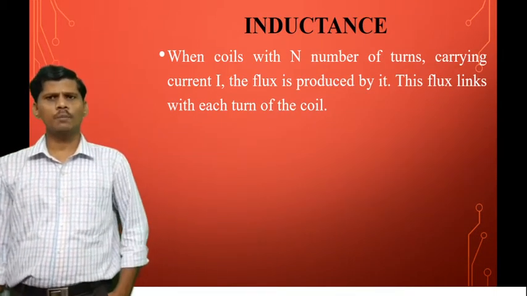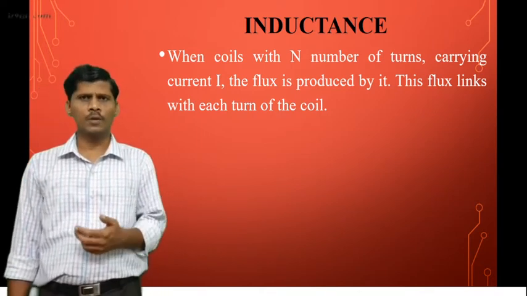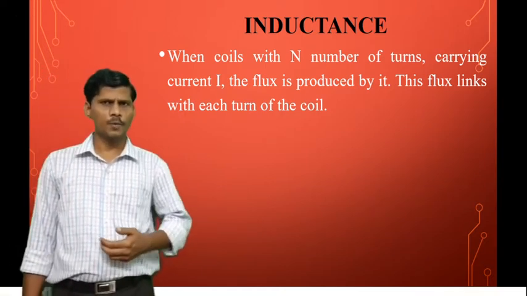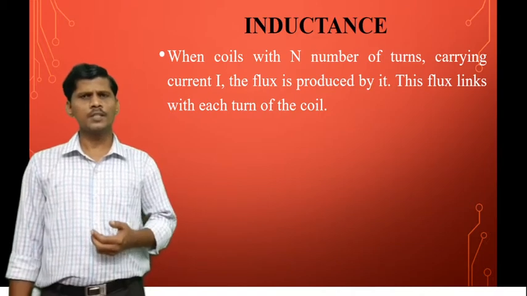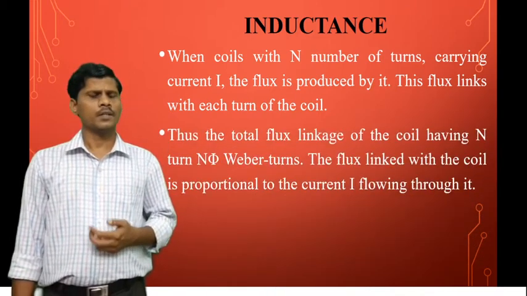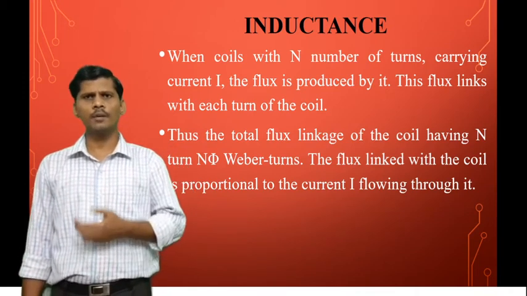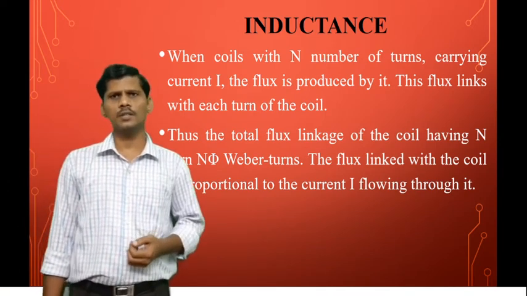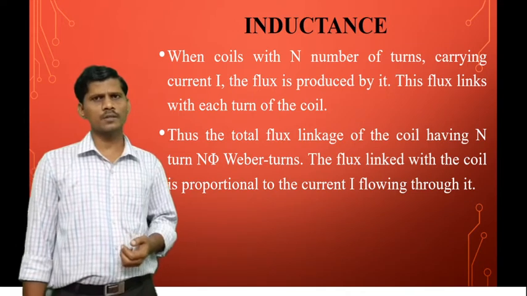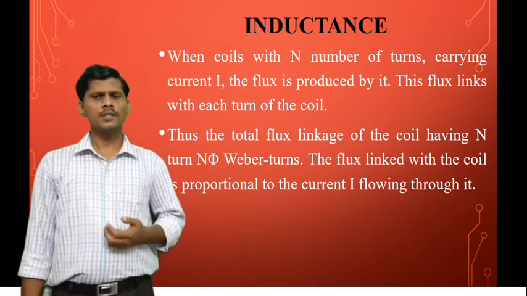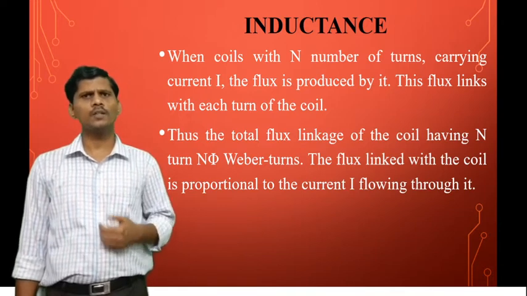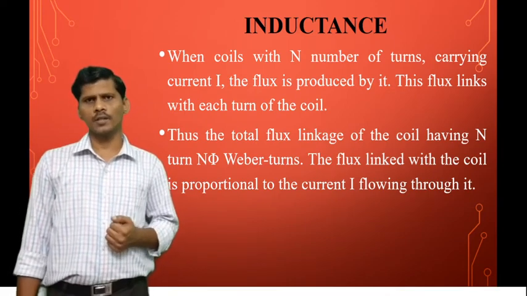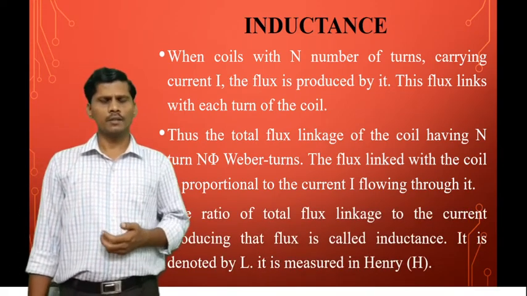When a coil with N number of turns carries current I amperes, it produces magnetic flux. This flux links with each turn of the coil. The total flux linkage of the coil having N turns is N phi weber-turns, where capital N is the number of turns and phi is the flux. The flux linked with the coil is directly proportional to the current flowing through it.